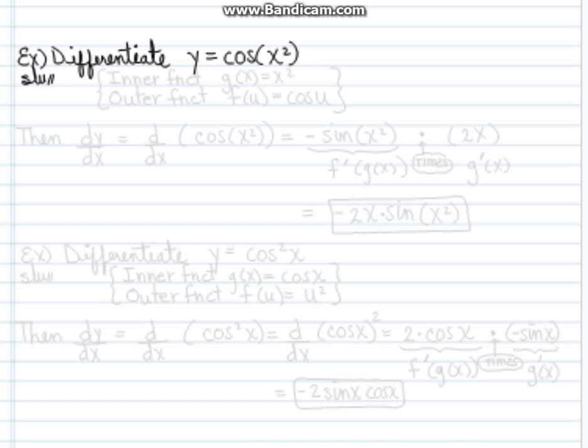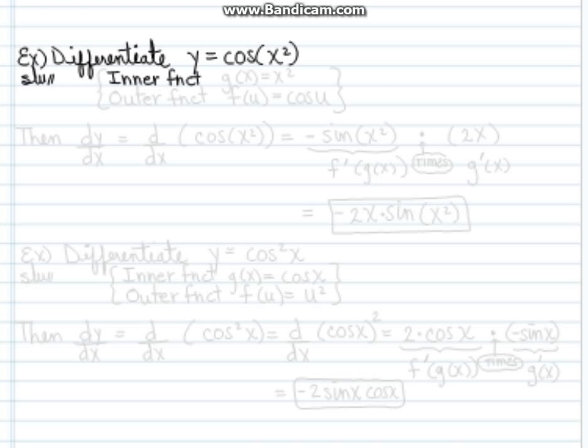We're going to differentiate the trig function y equals the cosine of x squared. So the argument is x squared. We're not squaring the entire cosine, we're just squaring the argument x. Let us proceed. Example solution.